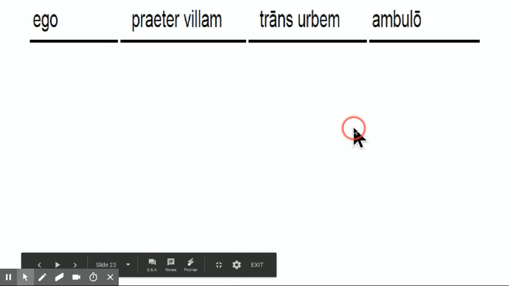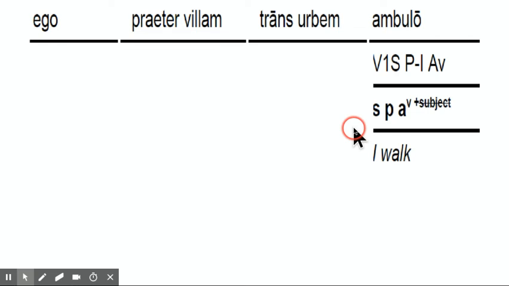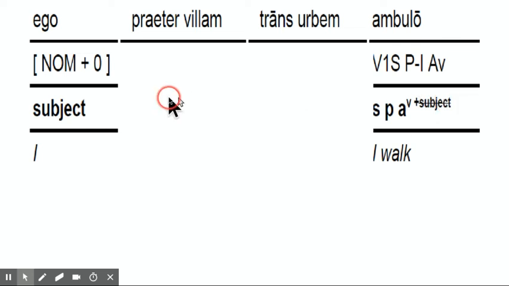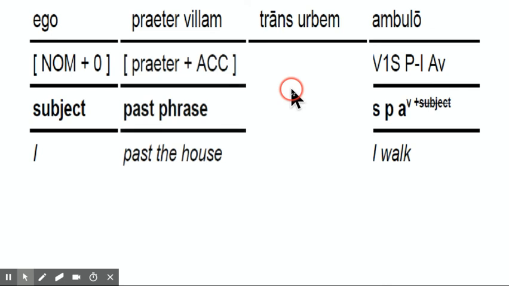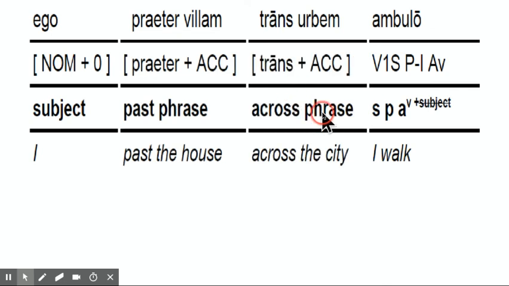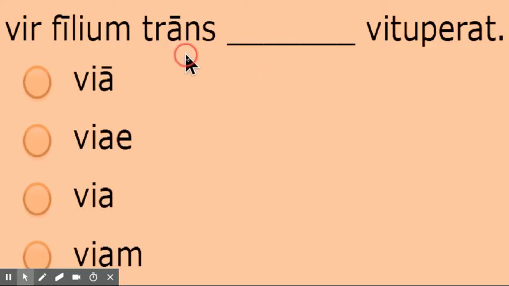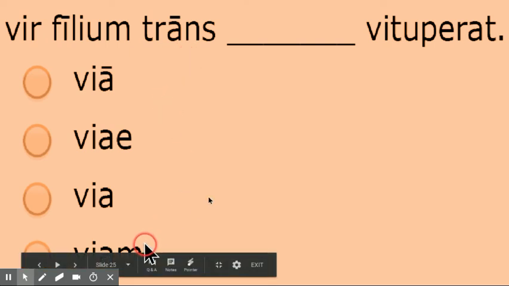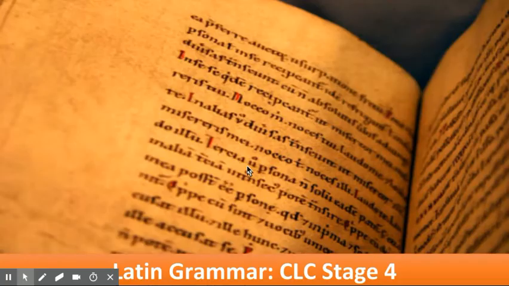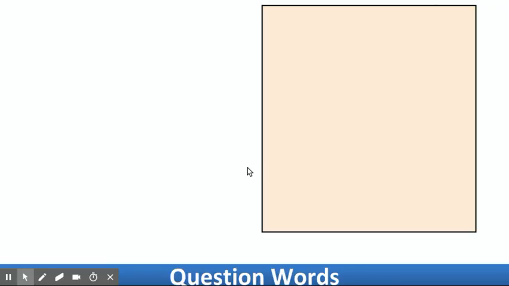So here's a sentence. What do you start with? You start with the verb. Ambulo, first singular present indicative active, subject phrase found in the verb. But we do have a subject phrase directly here with ego. Therefore, we're going to have I, therefore that's blanked out. I walk. Praeter plus accusative, past the house. Trans plus accusative, across the city. Trans takes the accusative, so it's clearly D. Choice D.